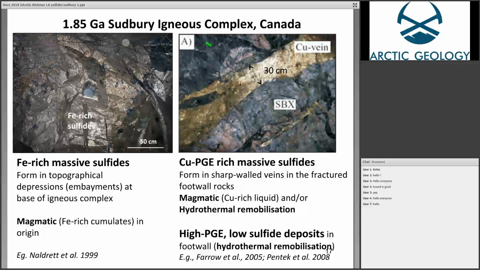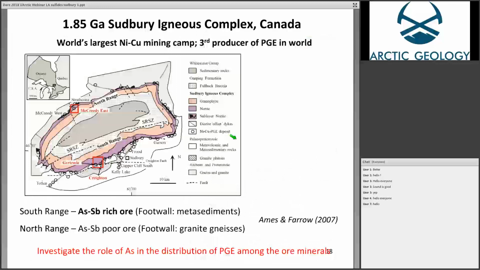And not far from these copper-rich veins in the footwall, you do actually find another kind of mineralization, which is high platinum-palladium, very low sulfide deposits surrounding these copper-rich veins, and there they most probably are hydrothermal in origin, remobilized out of these veins.